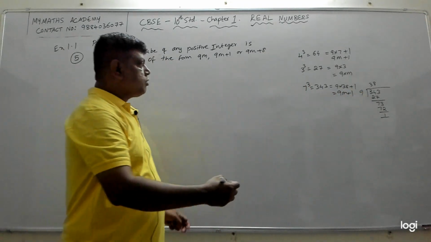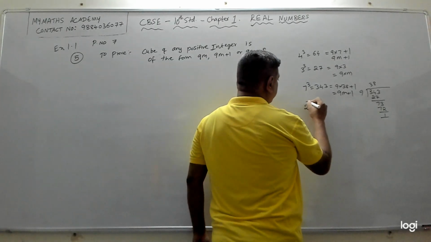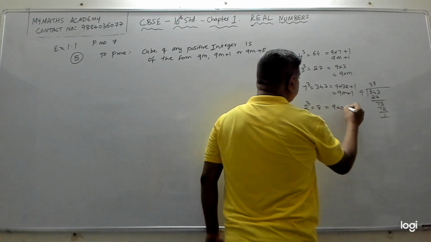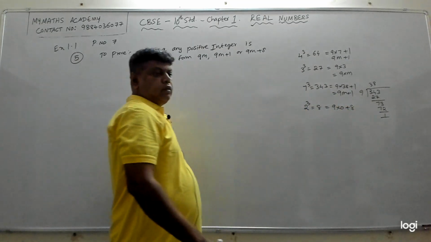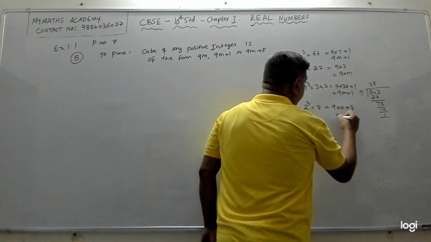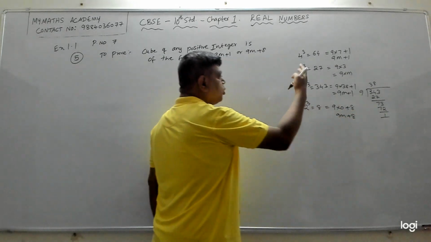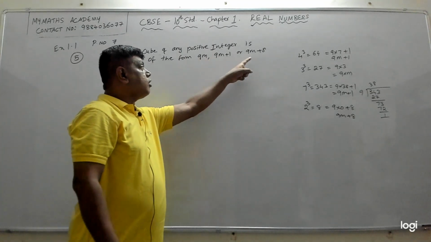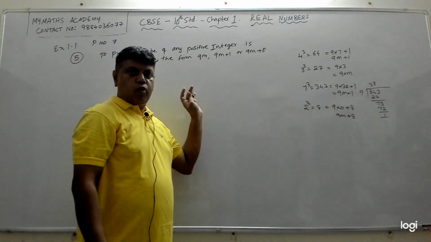Suppose we take 2 cube. 2 cube is 8. 8 can be written as 9 into 0 plus 8, which means it is in the form of 9m plus 8. So you take any cube of any positive integer, you can write that only in one of these three forms. And that we are going to prove here.